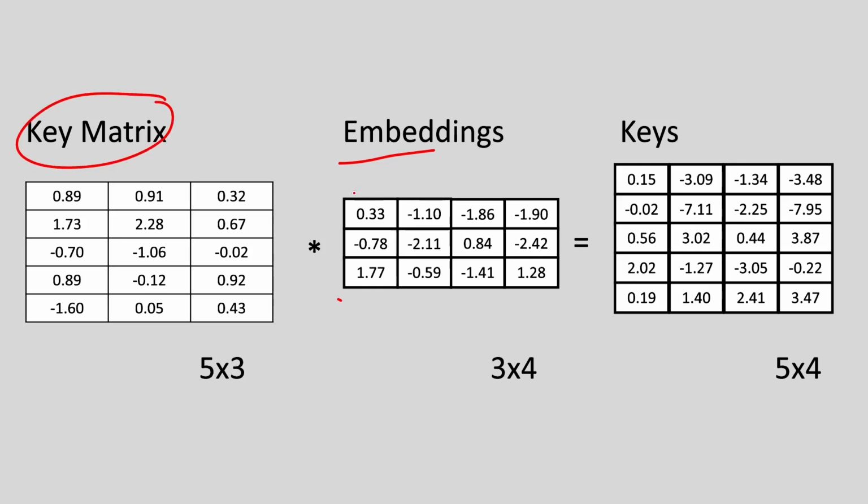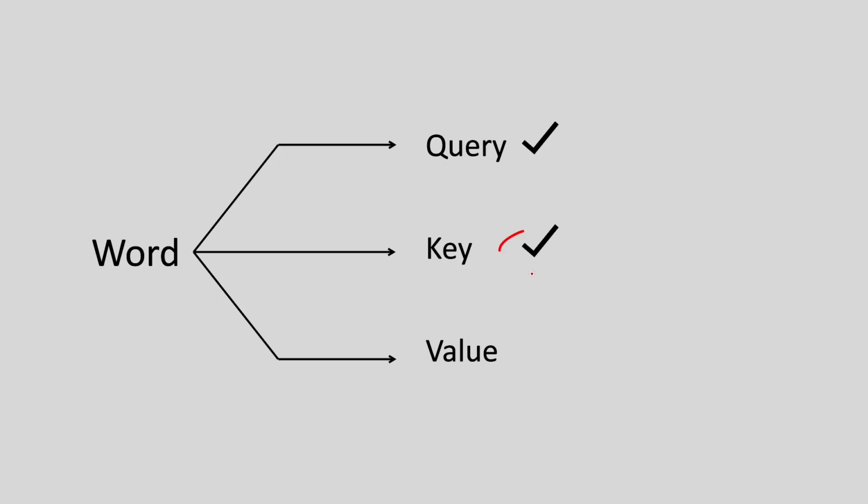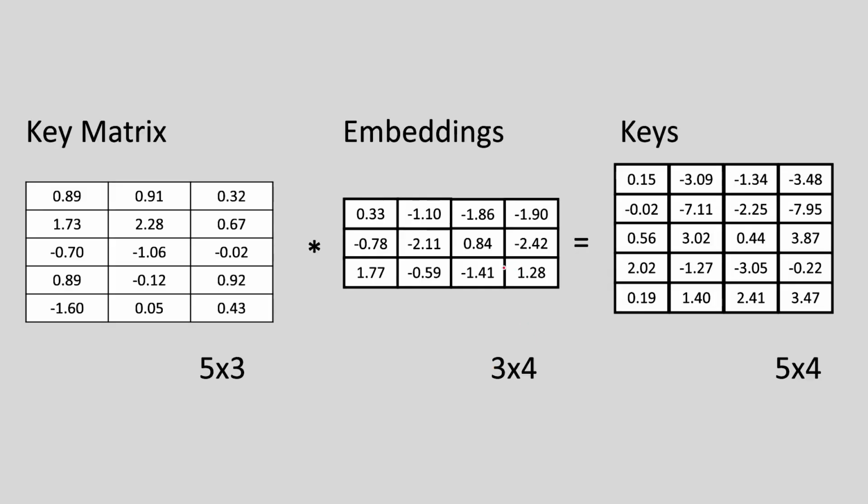So what you will get when you do this multiplication is the keys matrix. You have already gotten the queries, and now you have gotten the keys. Now, anything you want more? Obviously you're done with the keys, now you want the values, right? What is the answer for this? Very simple, we have already seen.